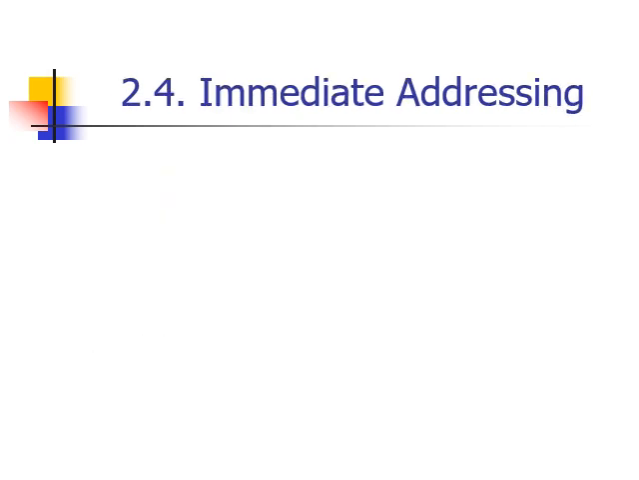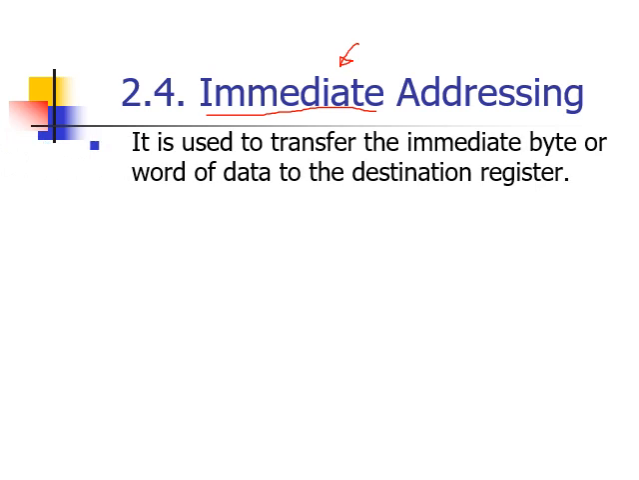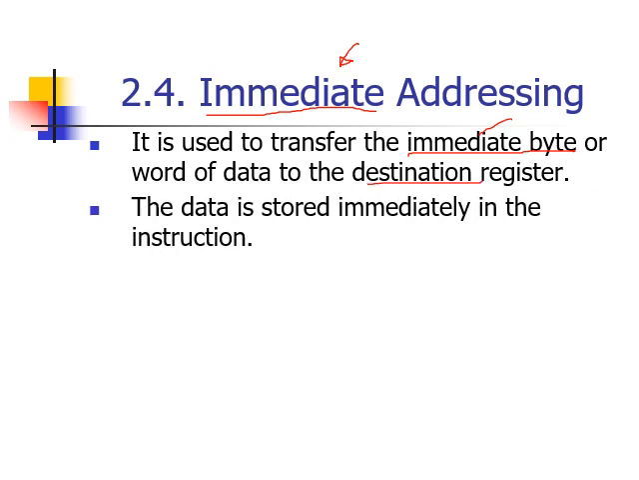The second mode is the immediate addressing mode. Immediate means a value. You place a value inside a register immediately. It is used to transfer an immediate byte or word, an immediate value, into a destination register. The data is placed immediately in the instruction.